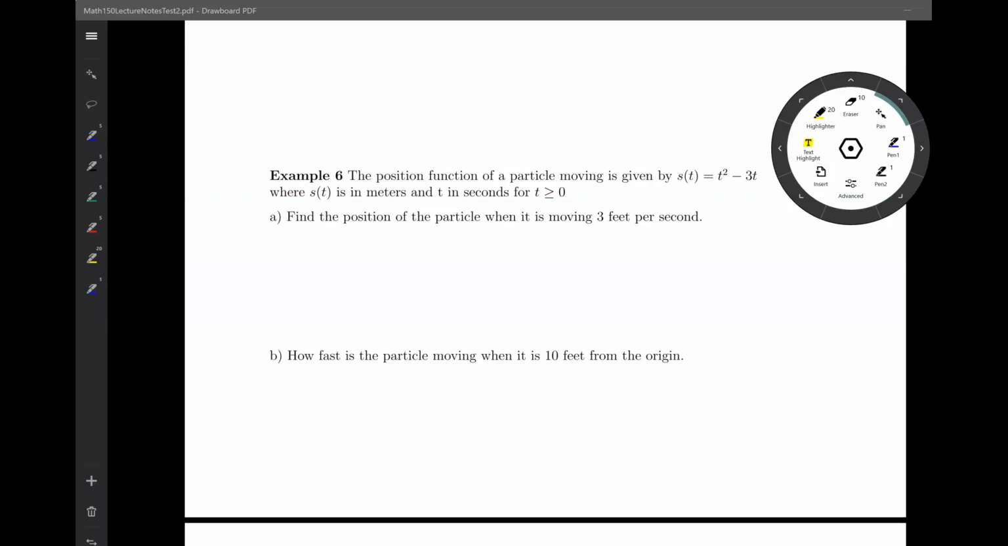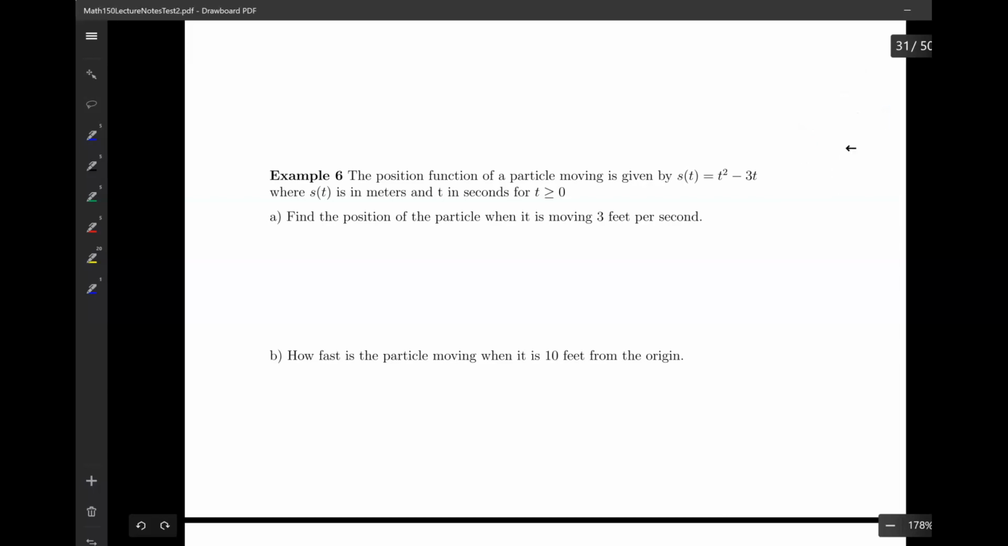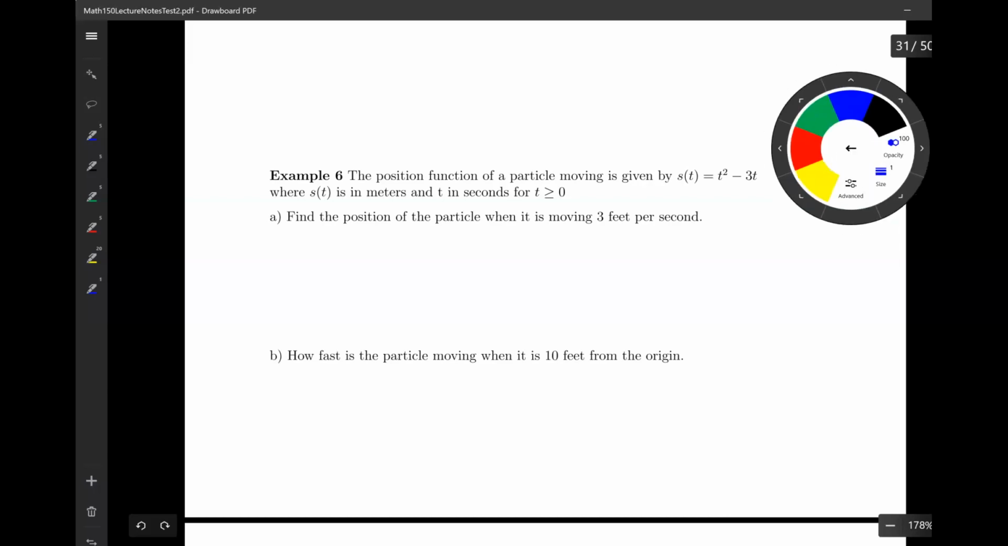All right, so continuing on, let's look at this one. So I got the position function given here, it's given in meters, and t is in seconds, and I'm looking at times that are bigger than 0. So I want to find the position when, it's not giving me a time, I have to go find the time when it is moving at 3 feet per second.